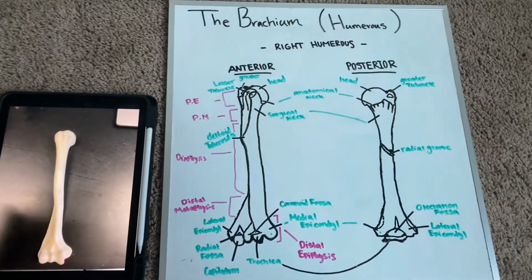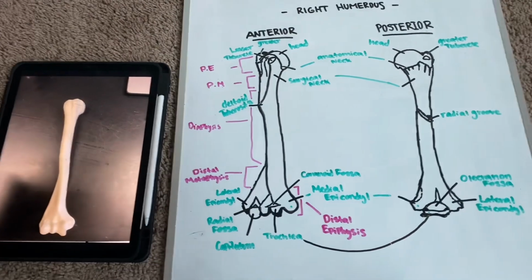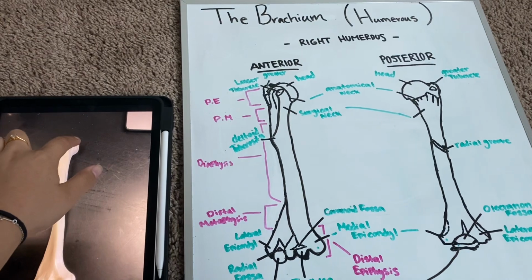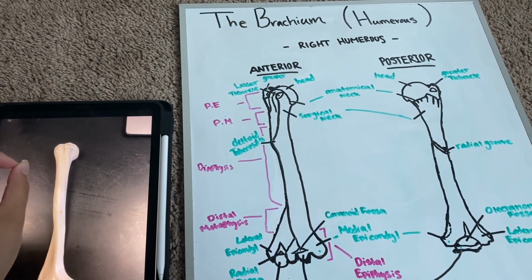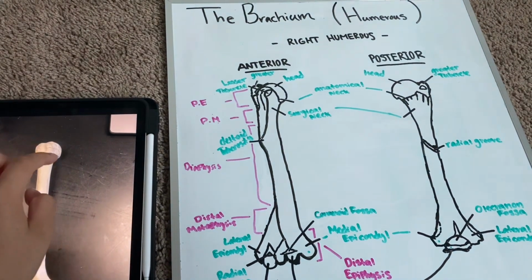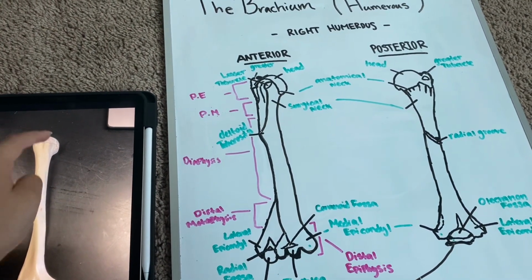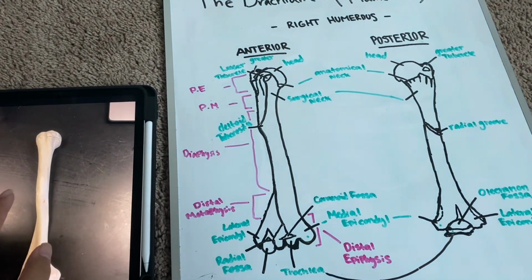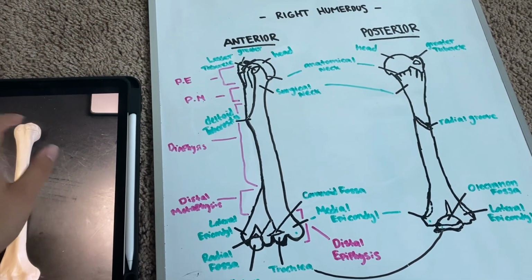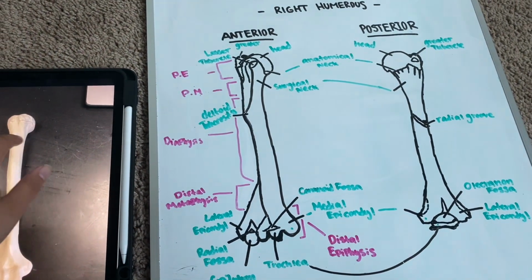So let's get started on labeling the portions of the bone. We start with the head, which is right here. Then we go to the greater tubercle, which is this bump at the top right here. Then the lesser tubercle, which is this smaller bump right here. And then we have the anatomical neck, which is this line right here at the top. And then the surgical neck, which isn't marked, but it is like a circle around the bone.